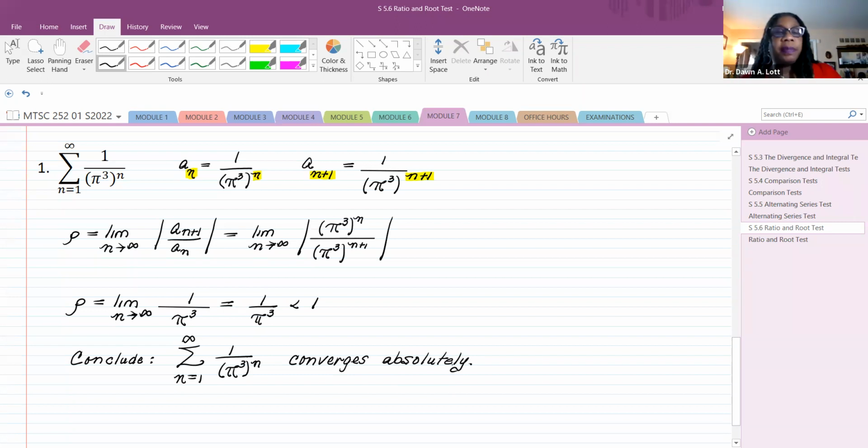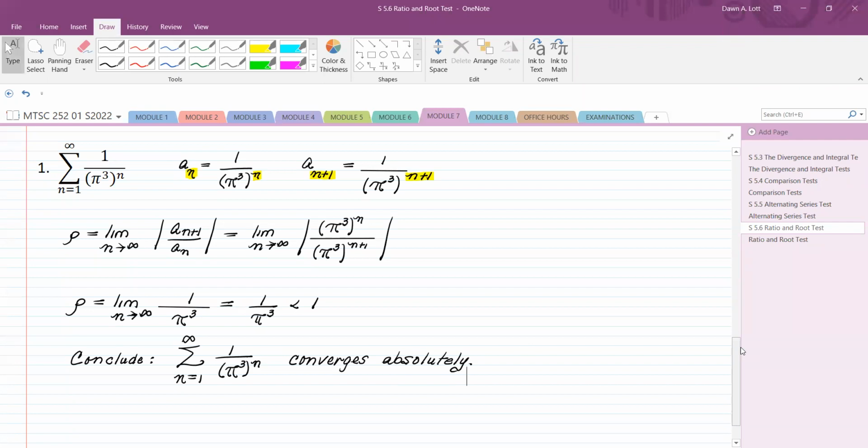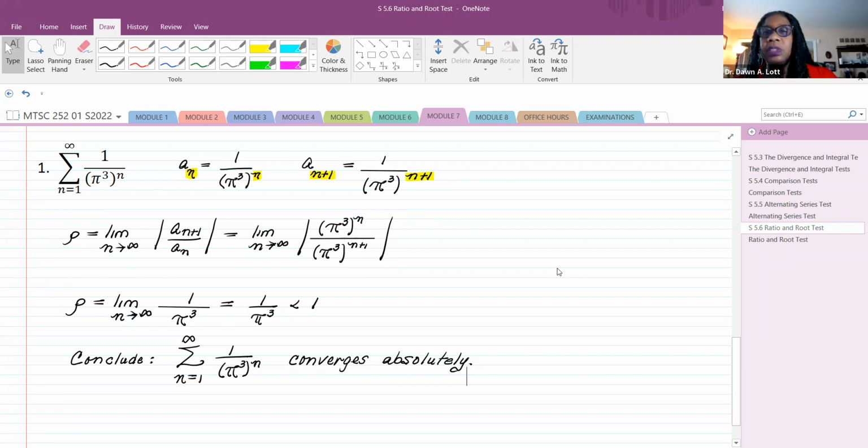Okay, any questions about that? Yes. My question is, how do you get from pi cubed to n? Well, I'm sorry, from that absolute value to 1 over pi cubed again. Okay, all righty, I'm going to do that. How about I do that on the side? Okay. All right, so I have pi cubed.